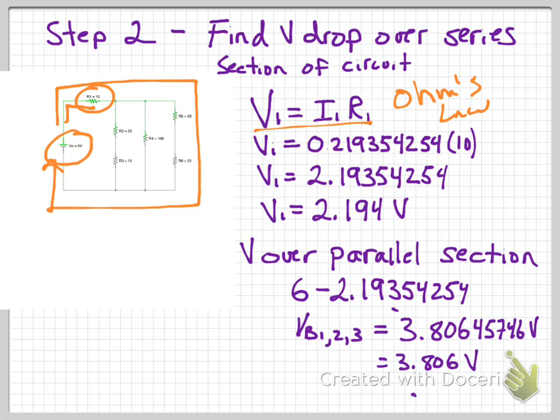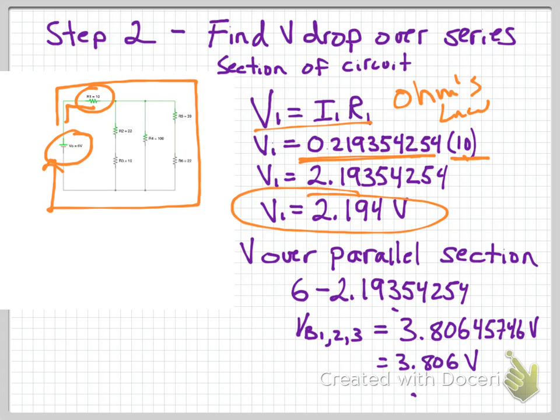V1. Now we know that the current running through R1 is that total current that we just talked about. We know the resistance rating of that is 10. So now we can calculate the voltage. So we know that the voltage drop across resistor number 1 is 2.194 volts. And that's how much energy is required to push that current through that particular resistor.